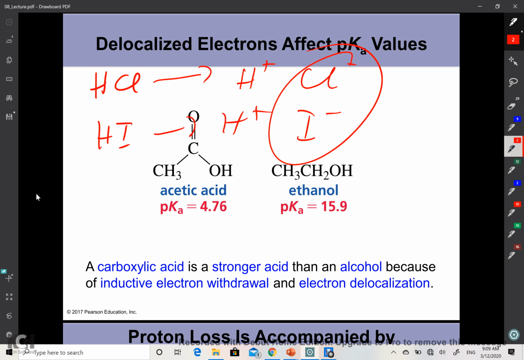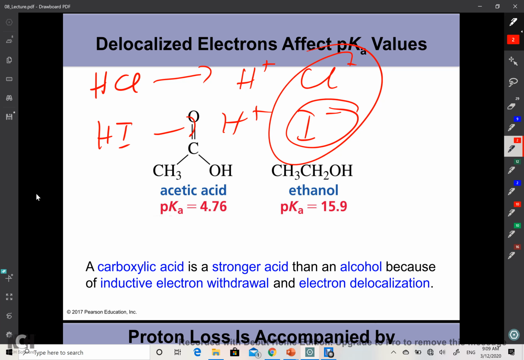HI is a stronger acid so that it can react faster to generate I minus. I minus is more stable. So if you have a stable conjugate base, then your acid is a strong one. Does that make sense? If you have a stable conjugate base, your acid is a strong one.